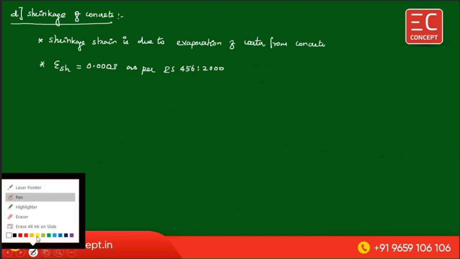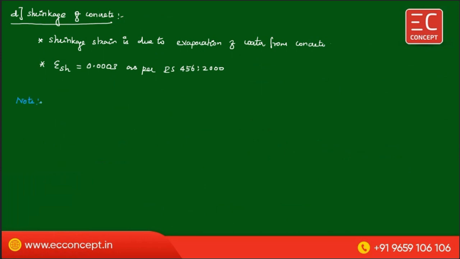Okay, now note. The first point: creep and shrinkage increase with the increase in water content, cement content, temperature, and air entrainment.